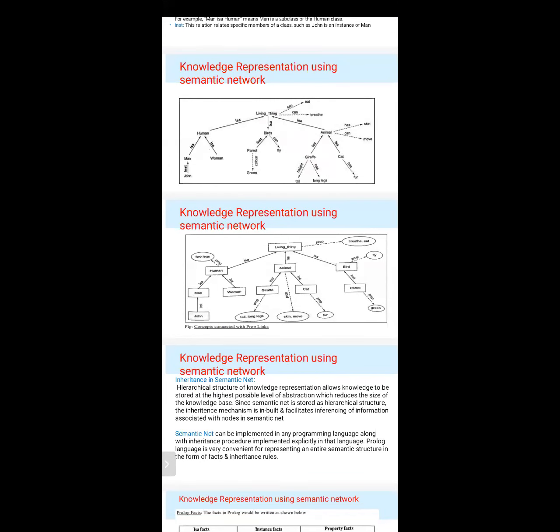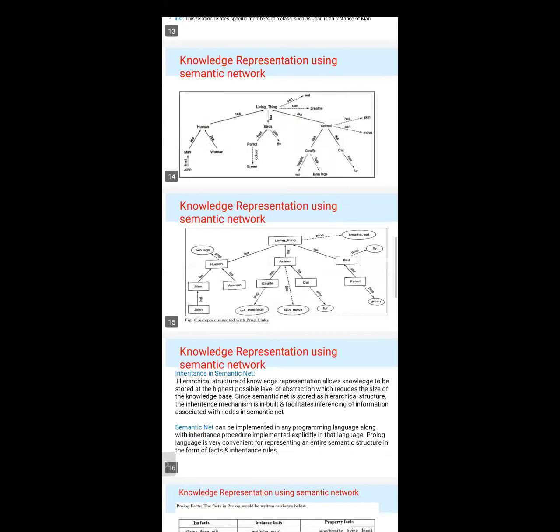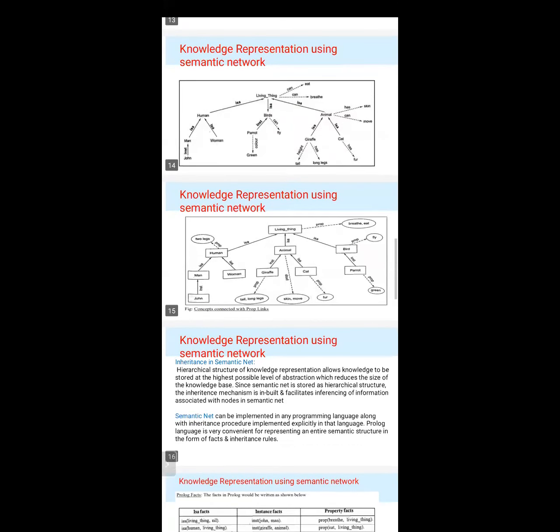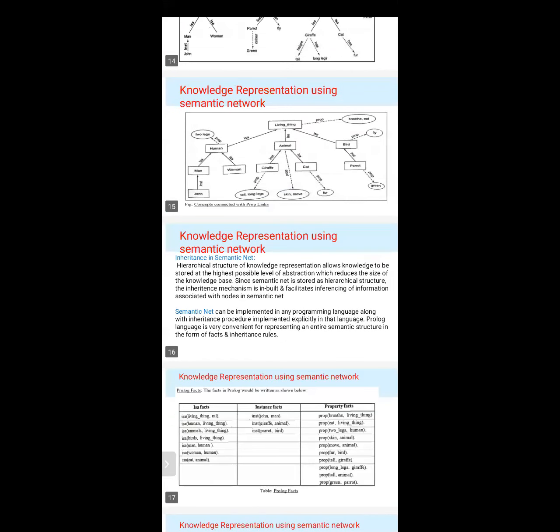Next topic, knowledge representation using semantic network. Let us discuss inheritance in semantic networks. The hierarchical structure of knowledge representation allows the knowledge to be stored at the highest possible level of abstraction, which reduces the size of the knowledge base. To reduce the size of the knowledge base, we represent the knowledge at the highest possible level of abstraction.